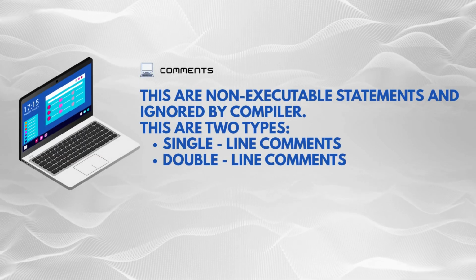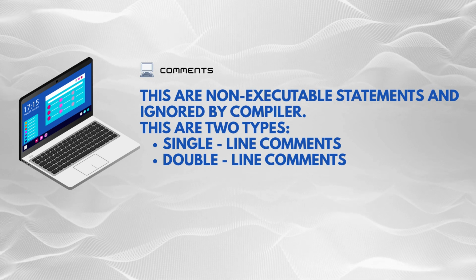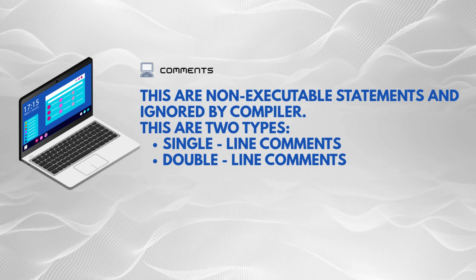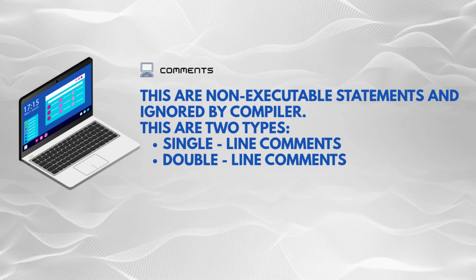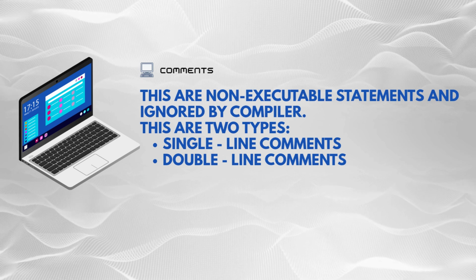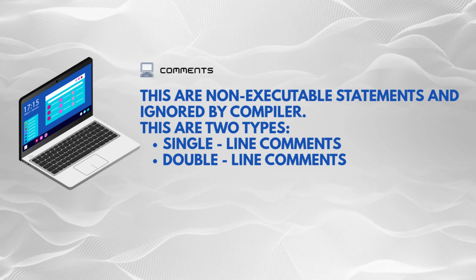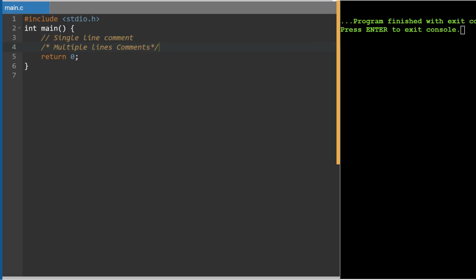Comments. What are comments? Comments are non-executable statements in C programming. These are ignored by the compiler and used to explain the purpose of code and help others understand the logic. Types of comments in C: single line comment and multiple line comment. A single line comment begins with double slash. Example, double slash, this is an example of a single line comment. A multiple line comment starts with slash star and ends with star slash.